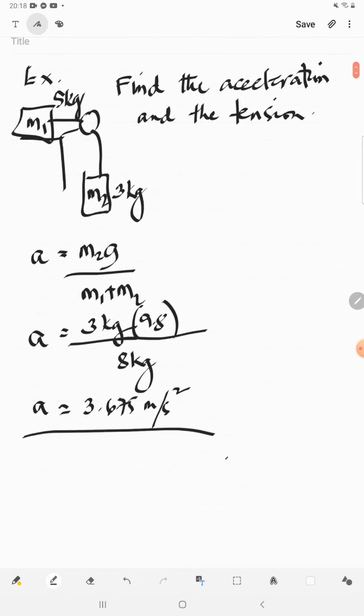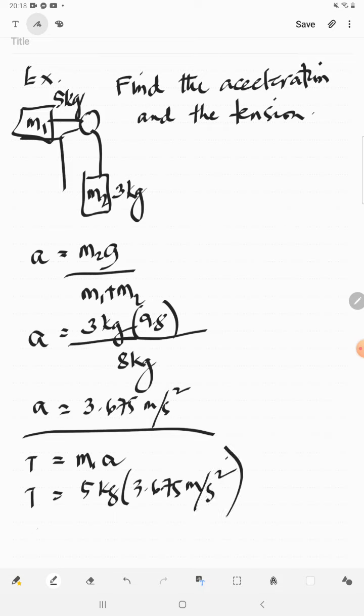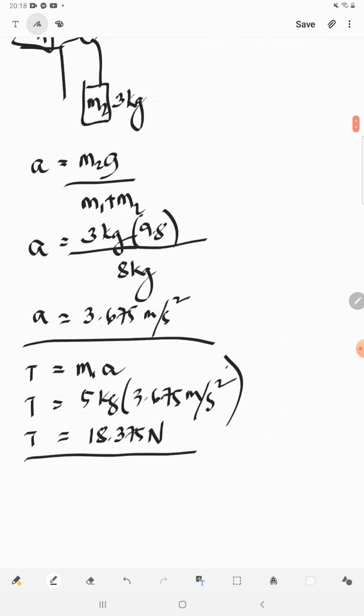Okay, so we have said that the tension across M1 is simply equal to T equals M1A. So the tension is simply equal to 5 times 3.675 meters per second squared. So the tension is simply equal to 18.375 newtons.